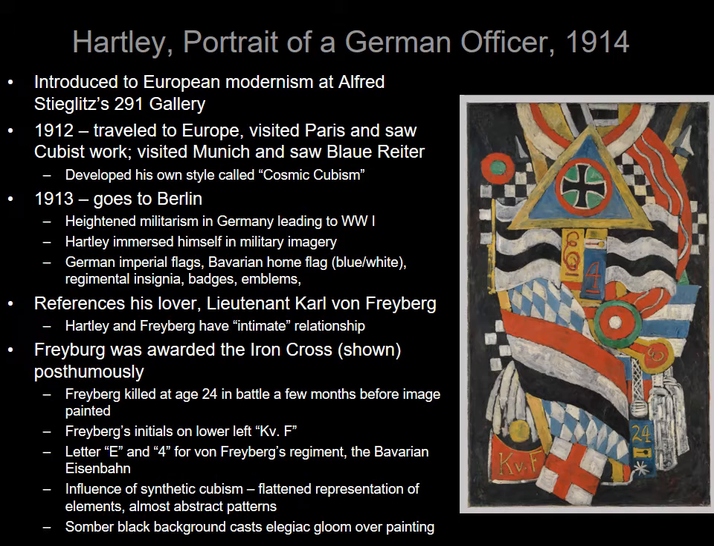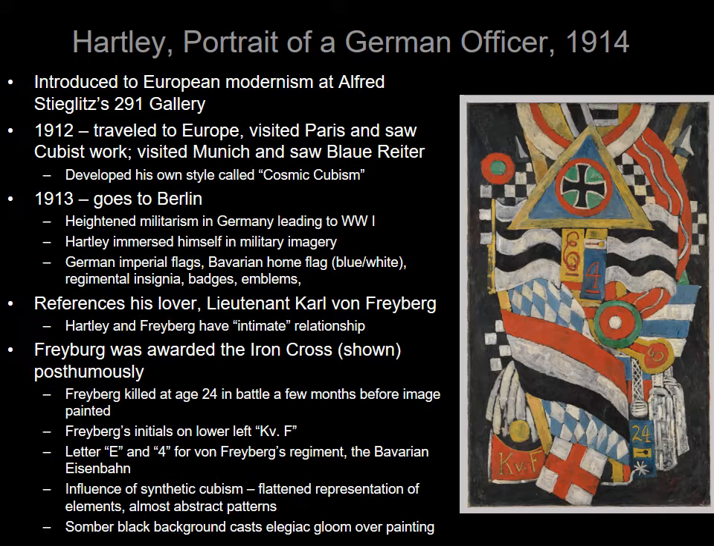Again, this is right before World War I in 1914, so there's a lot of heightened militarism in Germany leading up to the war. Hartley himself immersed his own psyche in military imagery and learned about the German flags and different regional flags. Like here you're seeing the blue and white checkerboard or diagonal patterns as the Bavarian home flags, and different regimental insignias or badges and emblems.